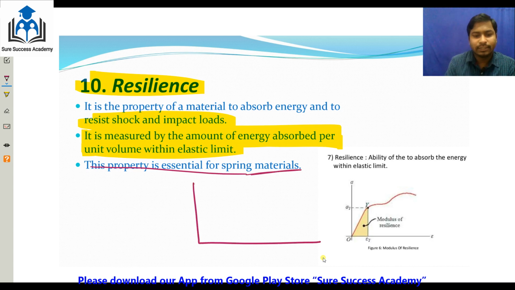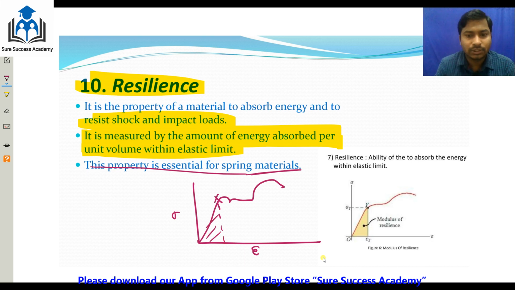So for resilience, if you make the stress and strain diagram, the energy absorbed up to the elastic limit is called the resilience. The amount of energy absorbed per unit volume within the elastic limit is known as resilience, or we can also call it the proof resilience. We are taking that.